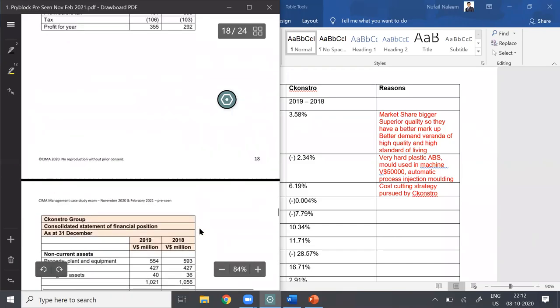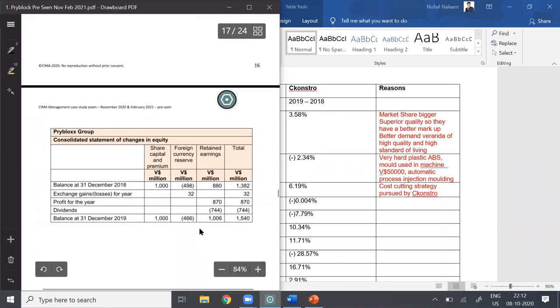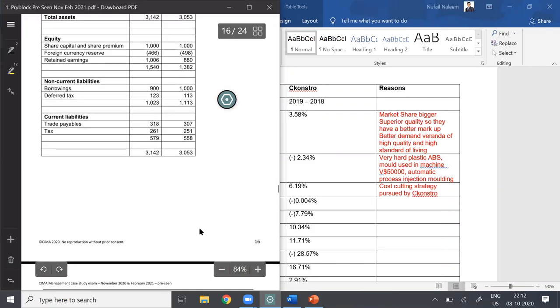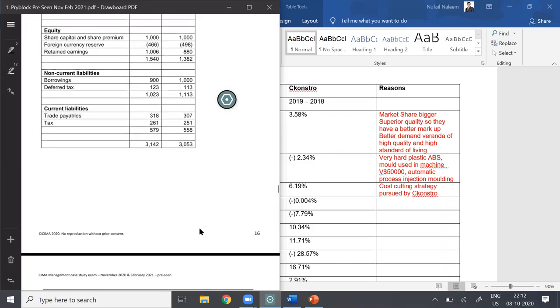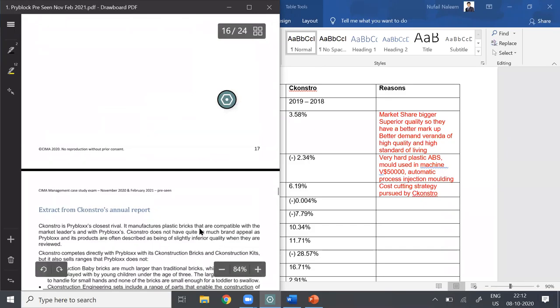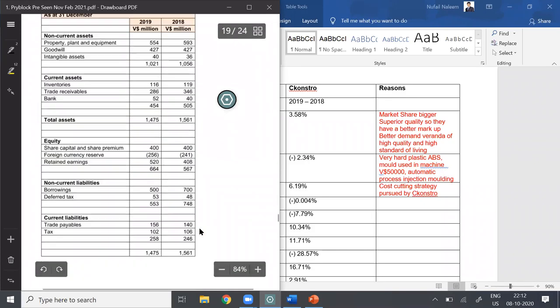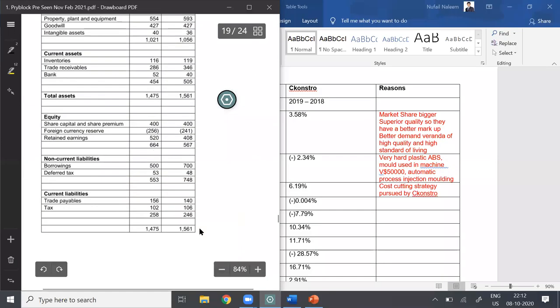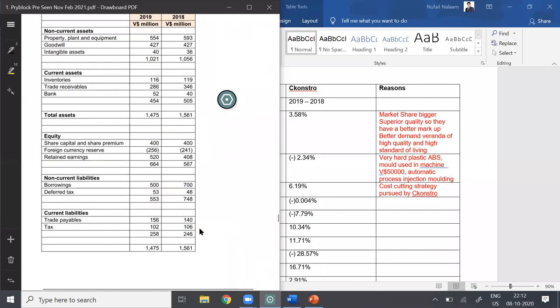Is that correct point? No. Well, they haven't mentioned that they are listed. I mean, not quoted. Accountants must tell the correct answer. There is a point, they are not listed company, but there is a reason behind that they are not listed company. You can find it out. You must give a try.